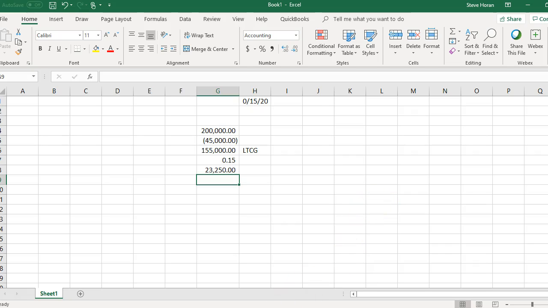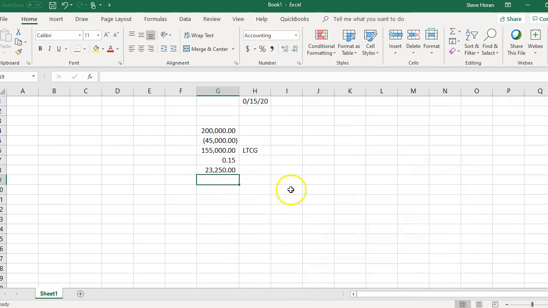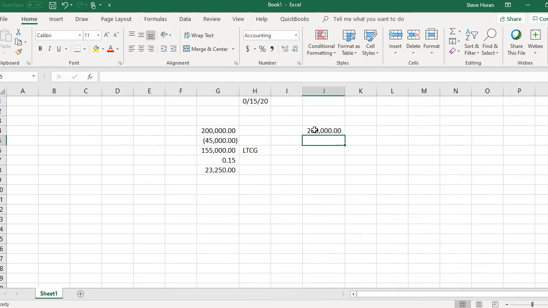That's what Brandy pays. So we go back to UN, and it says that UN is a non-qualified redemption, determine the liability on the distribution. So for UN, it's a $200,000 dividend, and that's basically non-qualified. If it's qualified, we reduce basis and treat it like a long-term capital gain. If it's non-qualified, we treat it like a dividend, and there's no return of basis, there's no basis deduction. So UN is still in that 15% tax bracket.